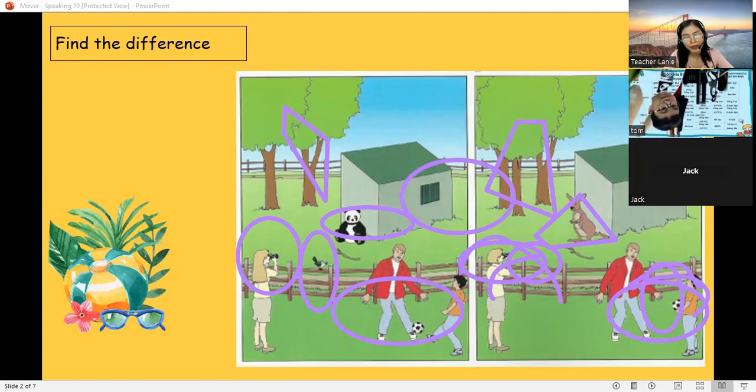Now, hello, Jackie. How about you? So this time, Jackie, what are the things you can see here? The differences between the two. Picture one, the girl is long hair. Picture two, the girl is short hair. Very good.